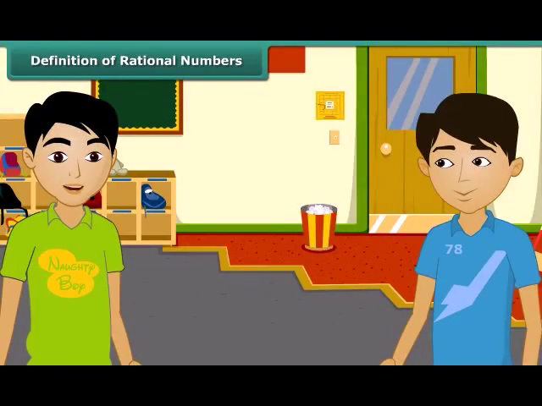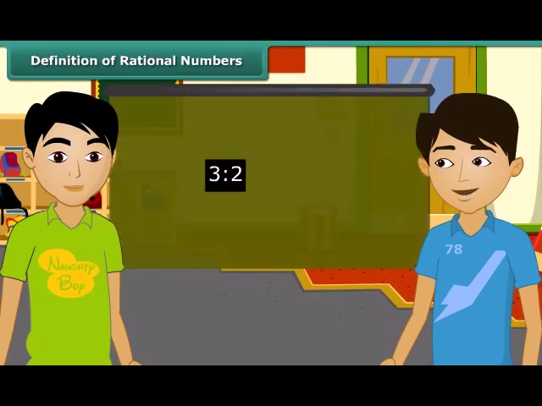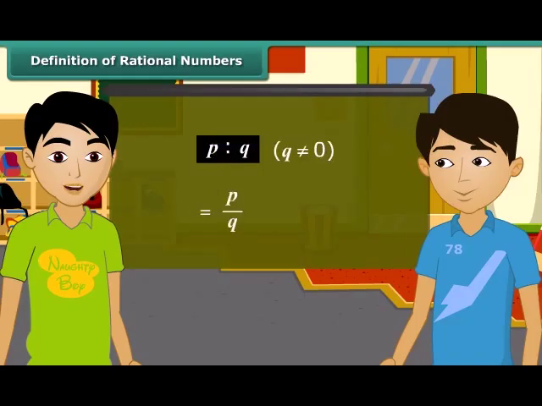The word rational arises from the term ratio. You mean that a ratio like 3:2, which can also be written as 3/2, is a rational number? Yes. Similarly, the ratio of two integers, p and q, in which q is not equal to 0, can be written in the form p/q. This is the form in which rational numbers are expressed.